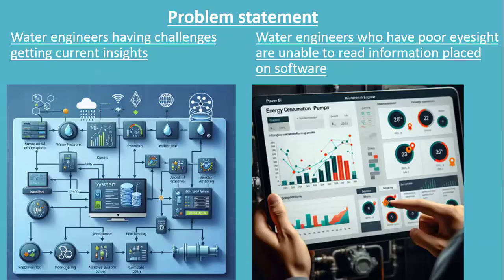So the problem statement, as you stated, is that water engineers usually have challenges in obtaining current insights. It could be real-time information concerning environmental patterns, or at the very least, a pressure surge in a particular pipe. So how could they use that current information to take immediate action, while also taking into account those water engineers who are partially or fully visually impaired? We seek to find ways of ensuring that they are able to utilize various Microsoft software.